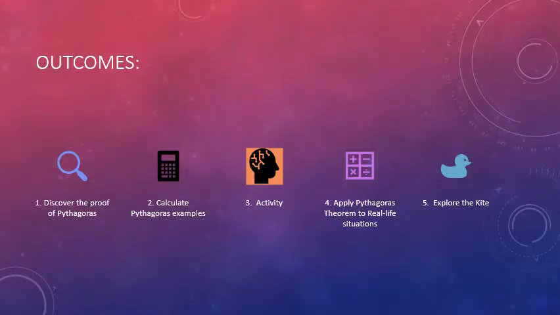The outcomes for this lesson are that: 1. We will discover the proof of Pythagoras. 2. We will calculate some Pythagoras examples. 3. We will be working through an activity. 4. We will be applying Pythagoras theorem to real life situations. And 5. We will explore the kite.